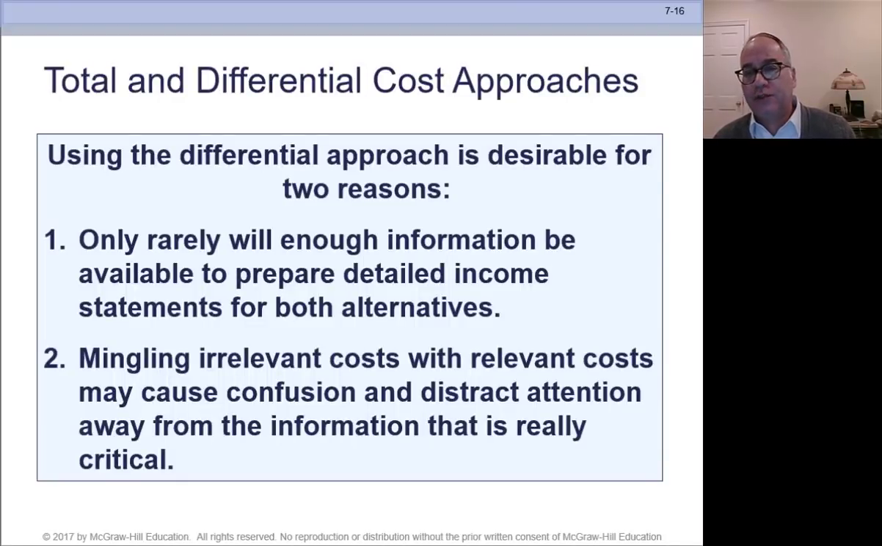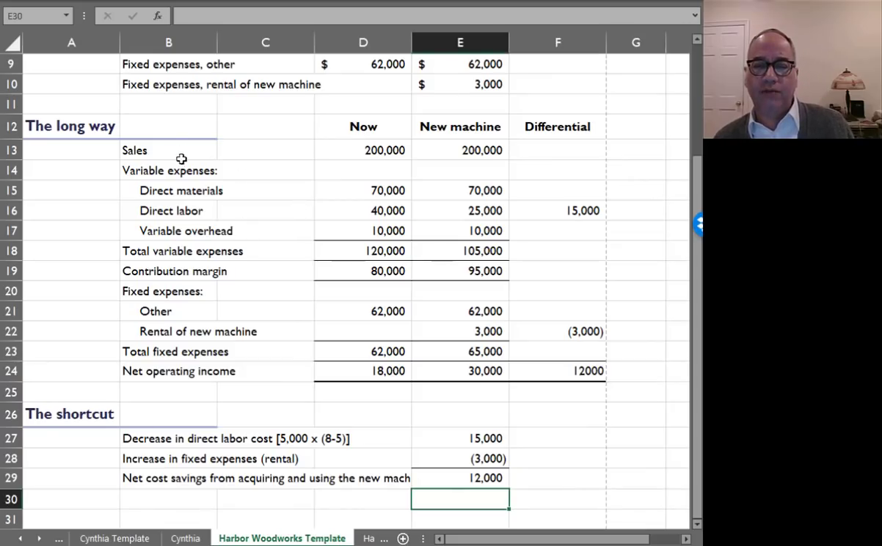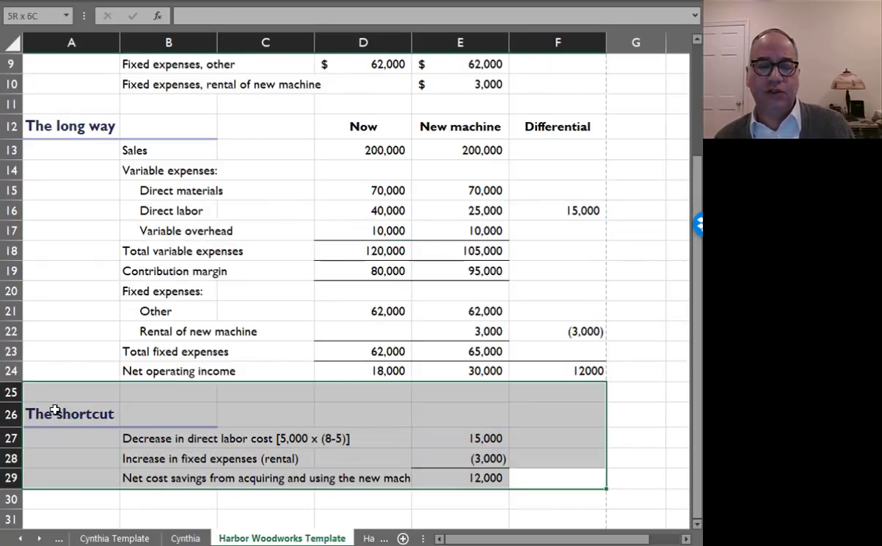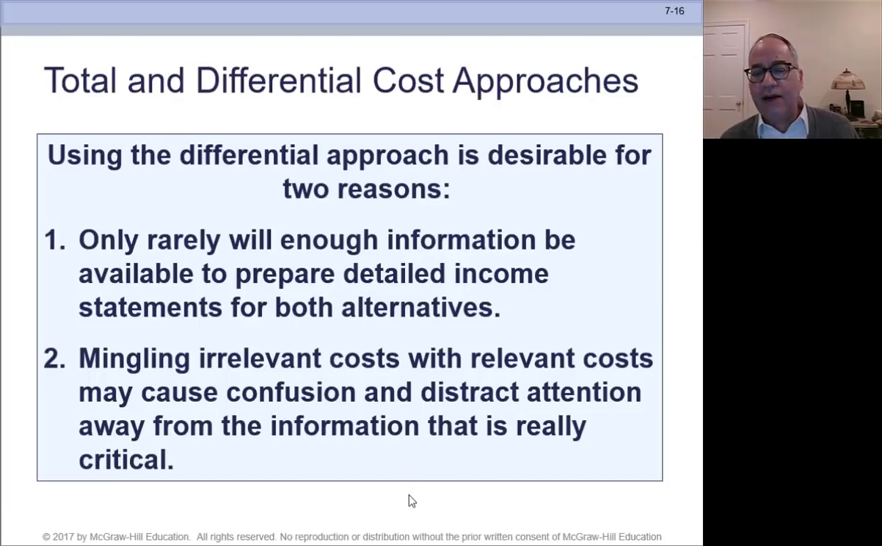If you use this differential approach, that's the shortcut, you have to keep in mind that oftentimes that's all you're going to have enough information for. In other words, you might not have enough information to go through and do it the long way. You might only have enough information to focus on the differential and use the shortcut anyway. And you have to be very careful not to mingle irrelevant costs with relevant costs, to distinguish what's relevant and what's irrelevant, because it's very easy for people to get confused. There's all sorts of psychological tricks that people play in their heads, and that completely messes up the calculation.